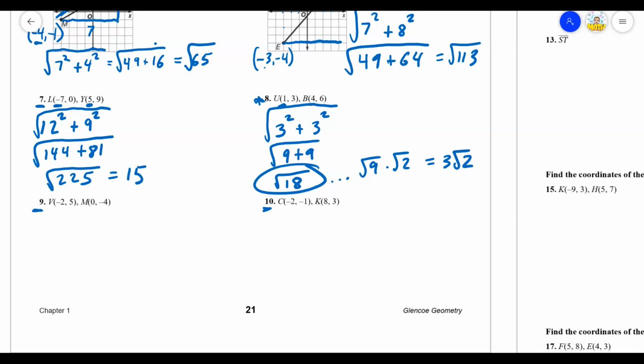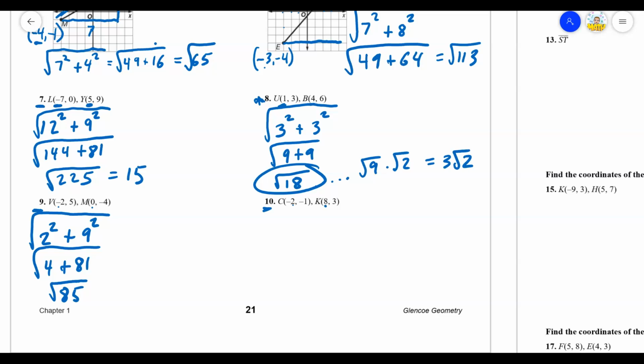Okay, so for number 9, to get from negative 2 to 0, how far would that be? That should have been just 2. So we take the 2 and we square it. From 5 to negative 4, how long does it take to move that way? 9. So that's 9 squared. And then we take the square root, right? So we have 4 plus 81, and we're going to take the square root of that, and that would be the square root of 85. And we'll just leave the answer under the radical for now. Let's not worry too much about how to simplify that.